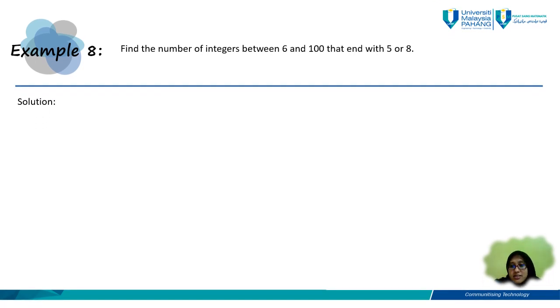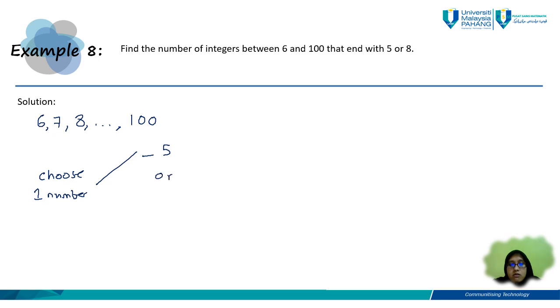Okay guys, so now let's try the last example in sum rule, example number 8. Find the number of integers between 6 and 100 that end with 5 or 8. Firstly, we have a list of numbers where the list starts from 6, 7, 8 until 100. So this is our list. We want to choose only one number, where the number ends with 5 or 8. So let's denote the numbers ending with 5 as task number 1, while numbers ending with 8 as task number 2. So let's list down task number 1.